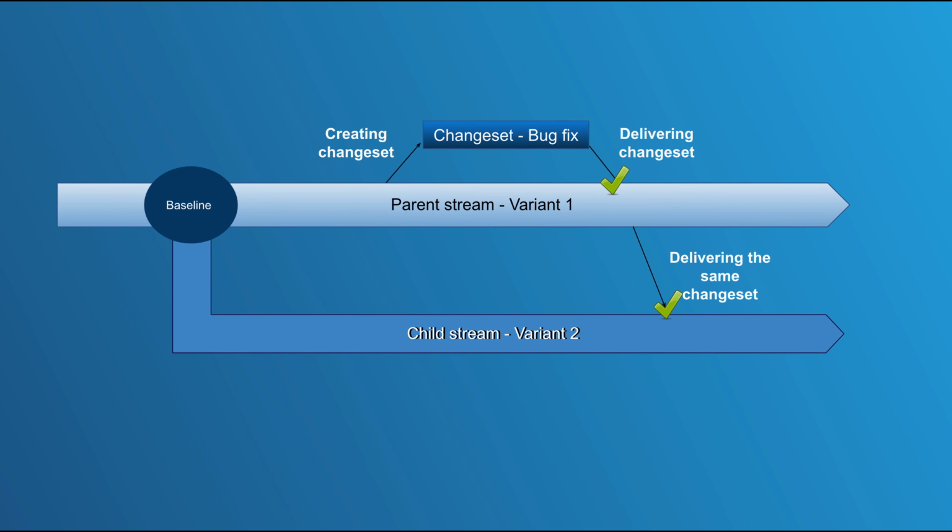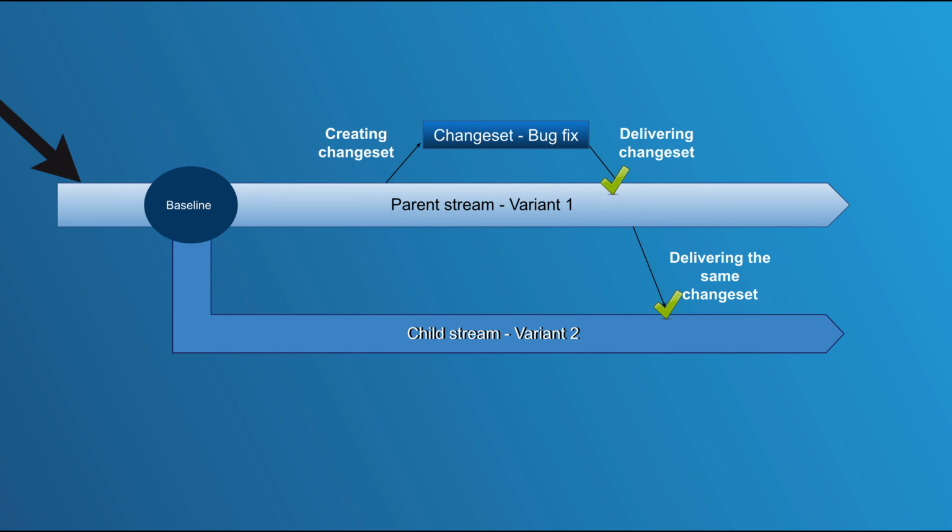This grouping makes it easy to identify changes or reuse the changesets and deliver them to other streams or other variants. An example of applying a changeset to multiple streams or multiple variants of the component may be a bug fix in the parent stream, and then you can apply this bug fix, this changeset, to other child streams. You can see an example of the scenario in this picture.